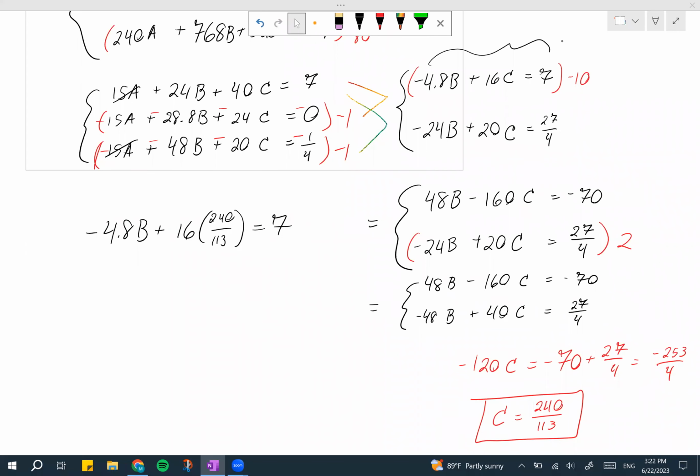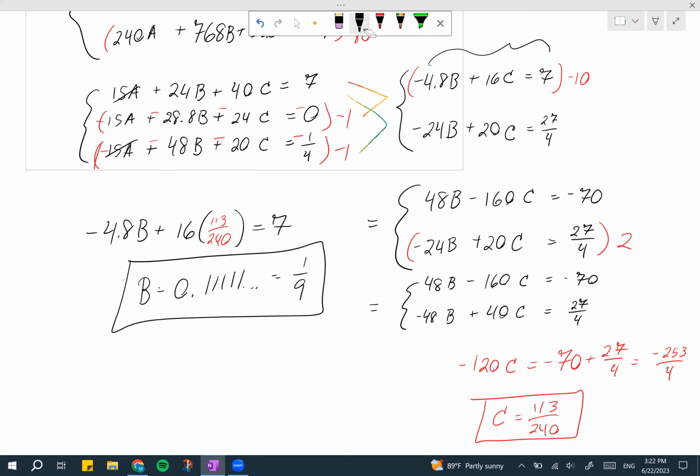Hey, I realized what the problem was. I switched up the numbers. This is not 240 divided by 113. It's 113 divided by 240. So that's why my number wasn't coming out right. So when you do this and plug it in the calculator, what you should get is b is equal to 0.11111 repeating, which is 1/9 as a fraction. All right. So we've got our b and we've got our c. Now we need to get our a.